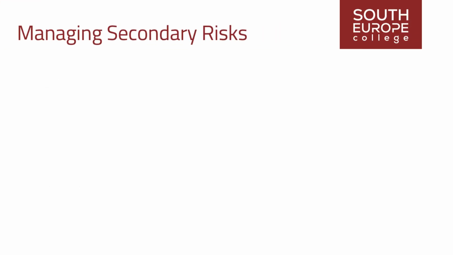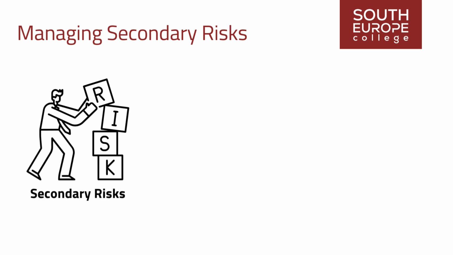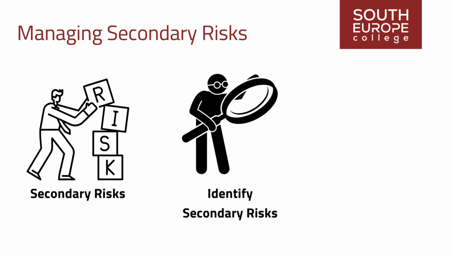Managing secondary risks. Responding to a risk may inadvertently create new, secondary risks. Before implementing a risk response plan, the project management team should thoroughly assess and identify possible secondary risks. This precaution ensures that the chosen risk response does not introduce additional complications or vulnerabilities to the project.